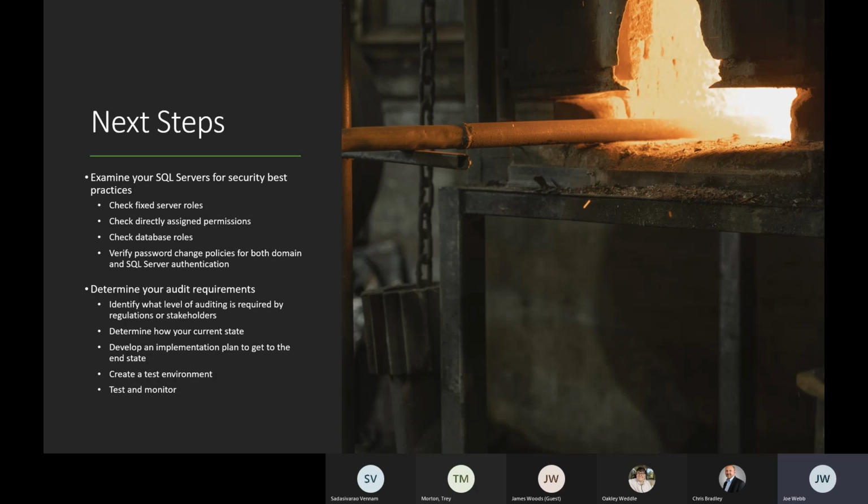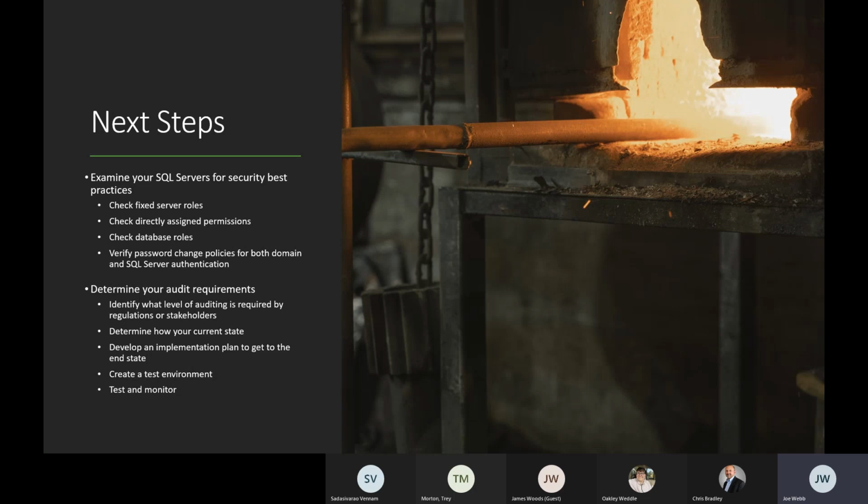Create a test environment so that you have an understanding of how this may affect users. Once you implement auditing and once you do make some of these changes at the security level, you don't want to be surprised in the production environment. So create a test environment. Implement SQL Audit if you need to, and see how that's going to affect performance. And then test and monitor.